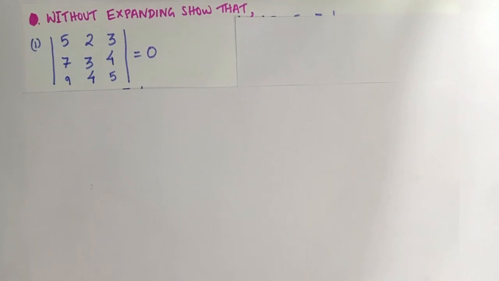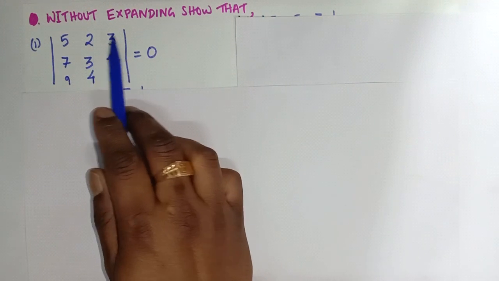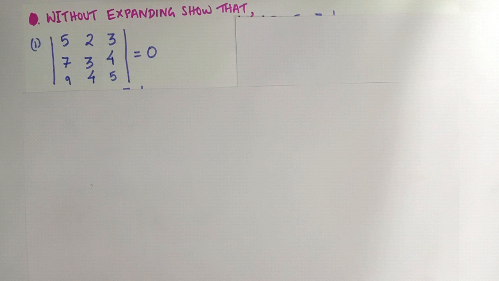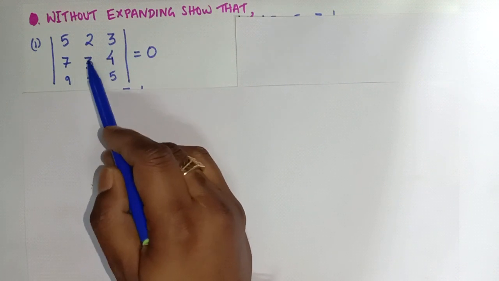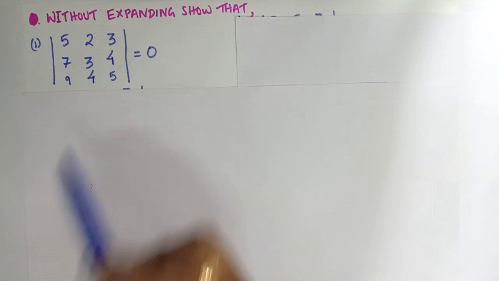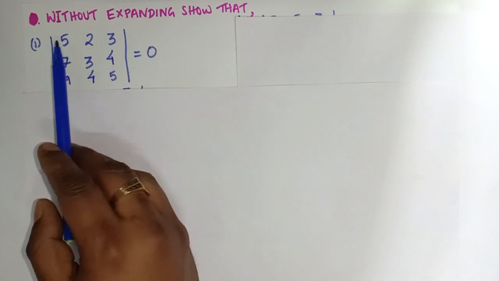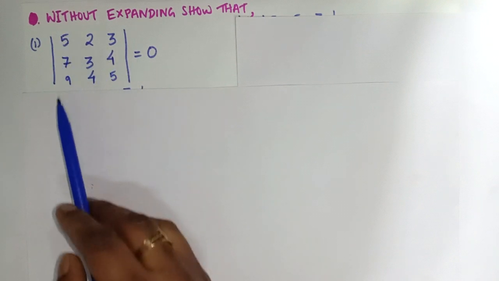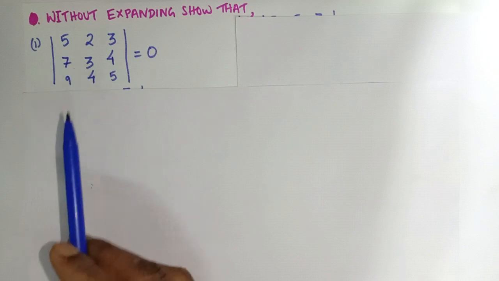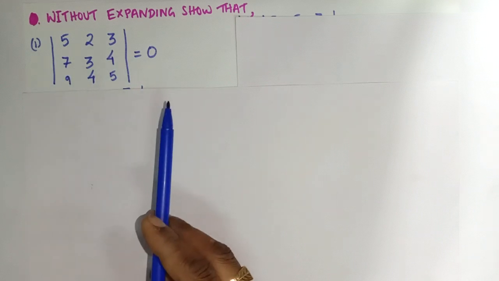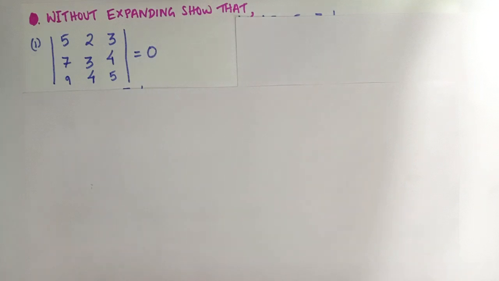So here comes one of the important questions. It carries 2 marks. What you can see in this question is, without expanding, that means you have to use the property. What is given in the question: 5 7 9, 2 3 4, 3 4 5 equals 0. I have already discussed in my previous video that the determinant will be 0 when either two rows are equal or two columns are equal. Means if two rows or two columns are identical, then I can directly write it as 0.